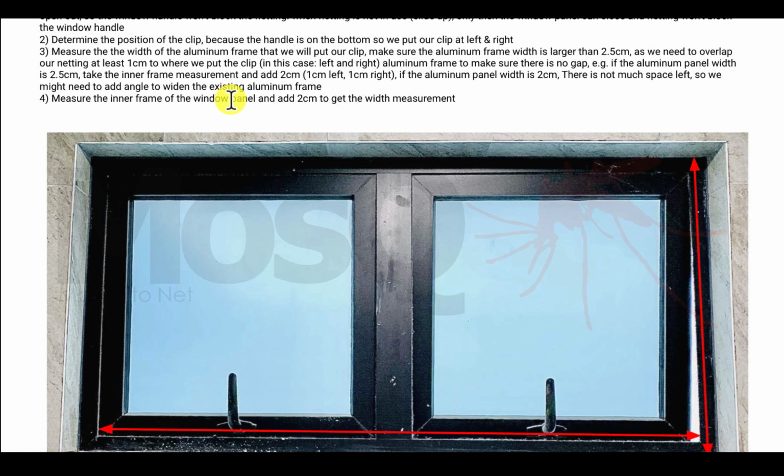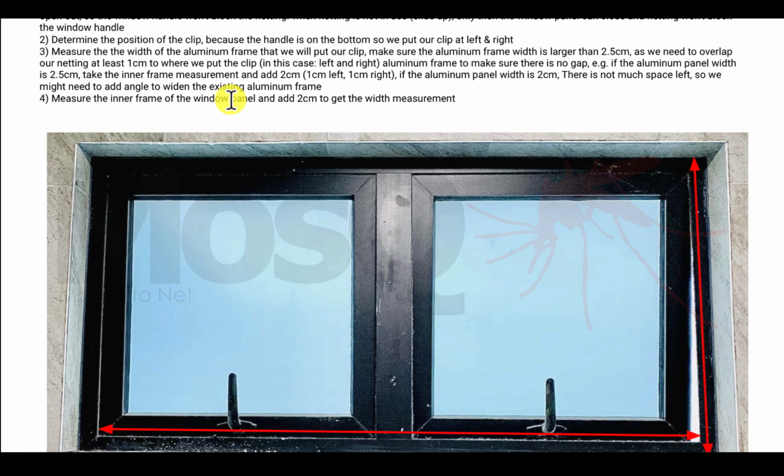For the width, where we put the clip, we need to measure the inner frame and then add 2 cm, one to the left, one to the right, so a total of 2 cm to get the width measurement. Measure the height according to the aluminum frame. To open a small window to access the handle after installing the net, take the measurement of the red arrow below. You can take above the handle, or you can make it half the size of the total height.